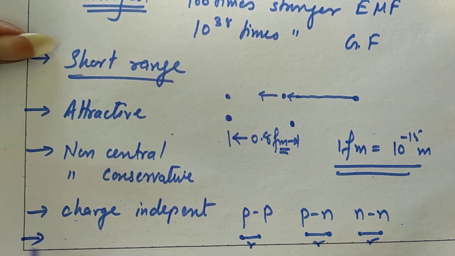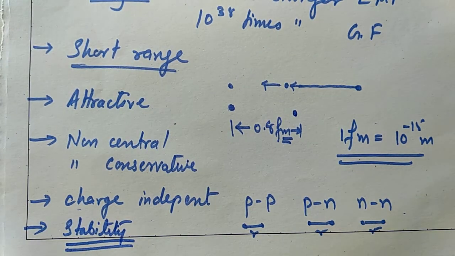And the last property, or rather we can say that it is responsible for the stability of the nucleus. So this is very important. Why is the nucleus stable? Why can all the protons and neutrons remain within the nucleus? Why don't they come out? That is because of the strong nuclear force. The strong nuclear force binds all the protons and neutrons together within the nucleus, and that's why the nucleus can remain stable. So this force is responsible for the stability of the nucleus.